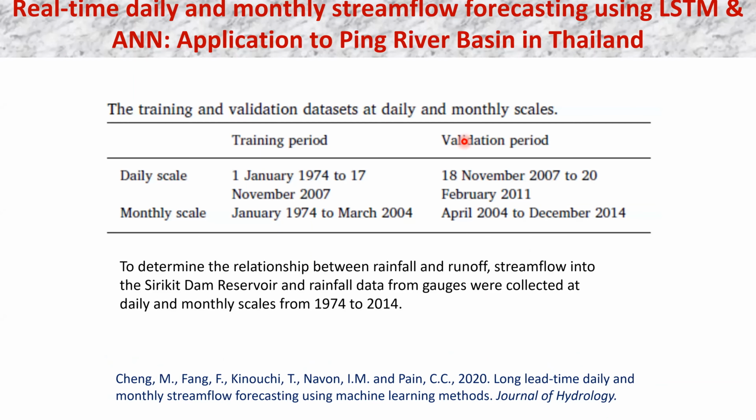For the training periods, we have data from 1974 to 2004, and we use that for monthly forecasting and daily forecasting. The validation periods are from 2007 to 2011. We can use part of the data for training and part for validation. Then let's look at the results.